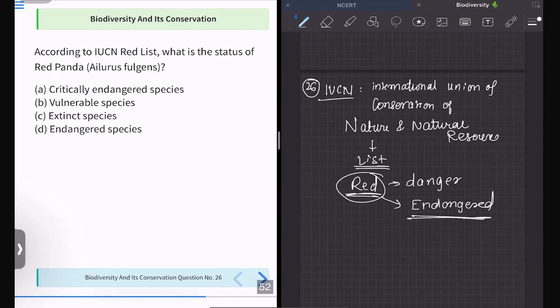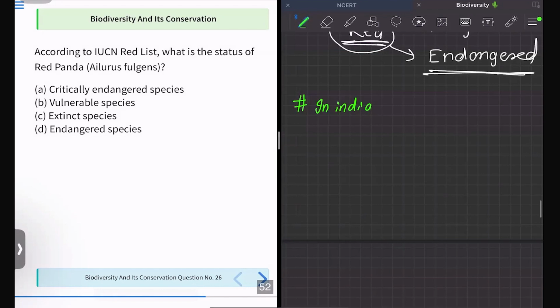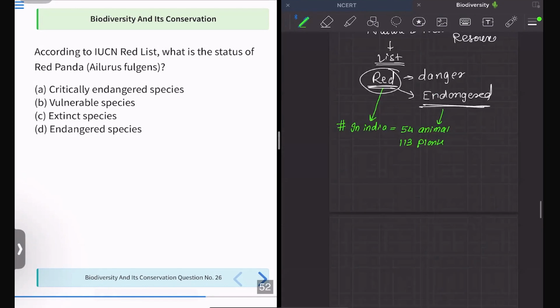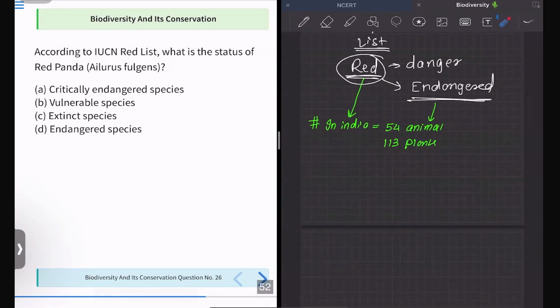So you should know both of the names. Okay, so let me just write you a statistical thing here: in India, from this red list, we have around 54 animals, red panda and Bentonikia nicorvica, that we have seen. So I hope this is clear to you. This concept is clear to you.